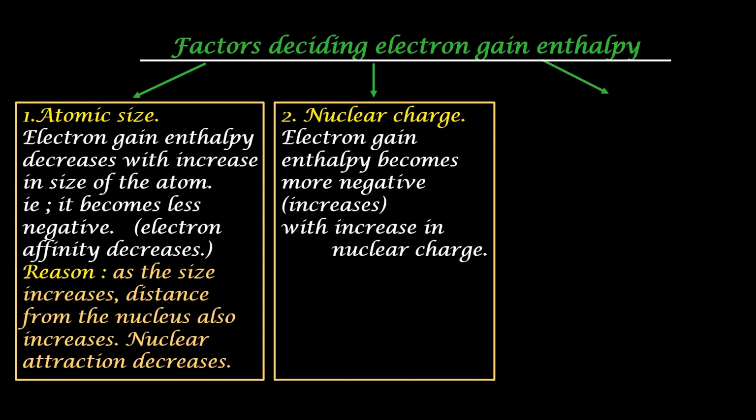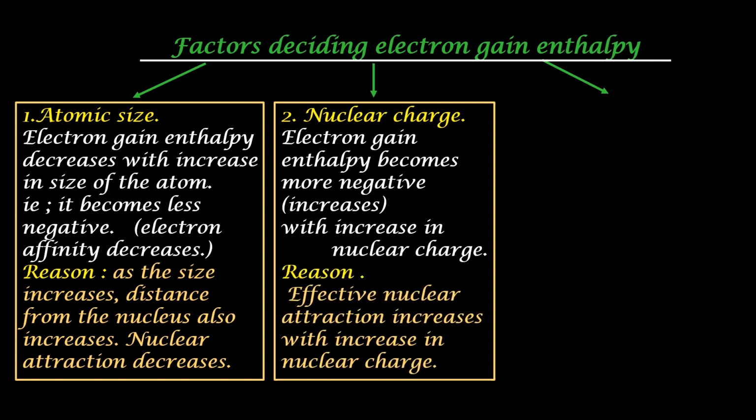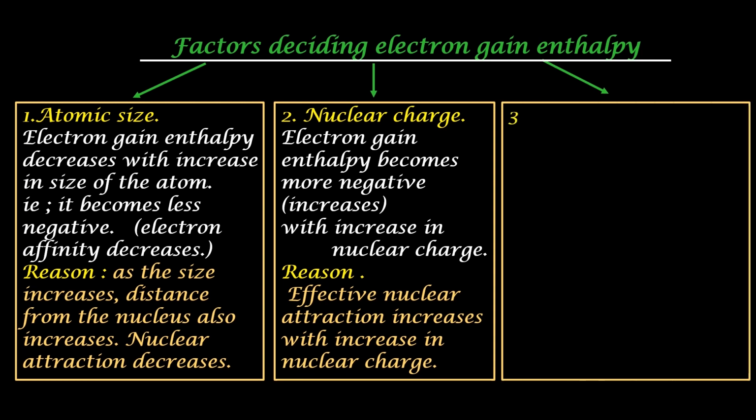What is the reason for the increase or more negative value of electron gain enthalpy with increase in nuclear charge? The effective nuclear attraction increases with increase in nuclear charge. So, the incoming electron can be easily taken into the outermost shell. The third important feature is electron configuration.